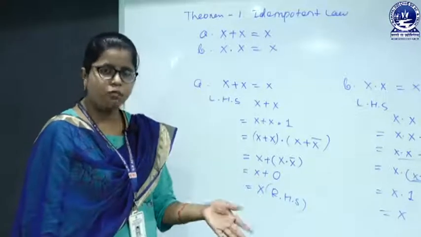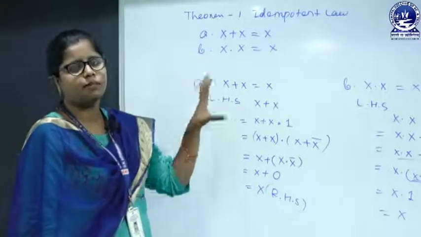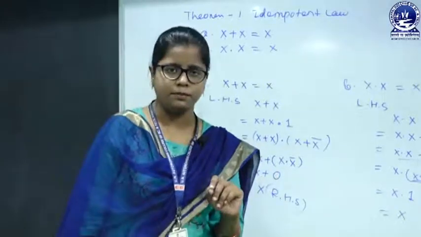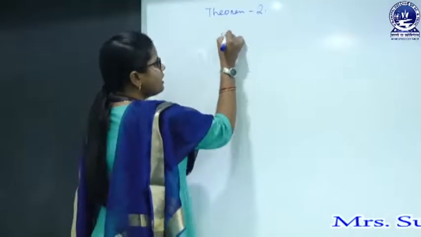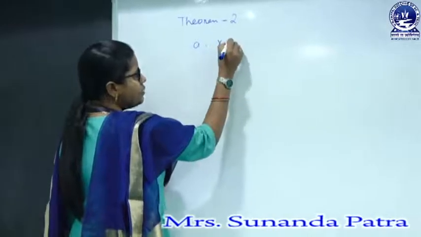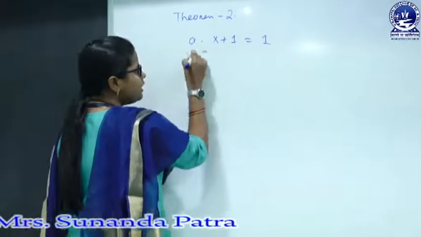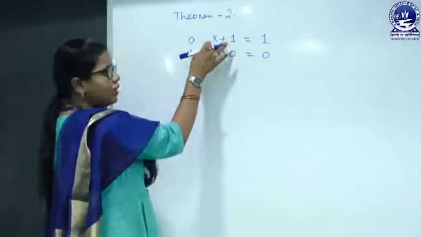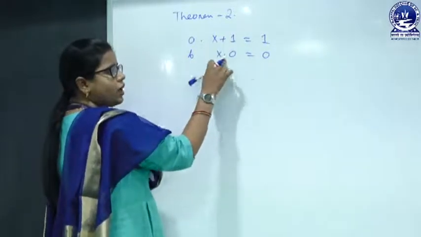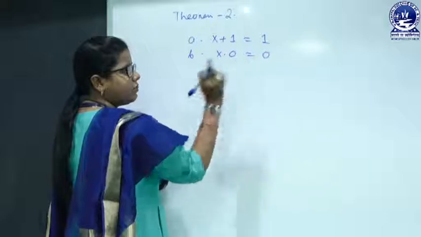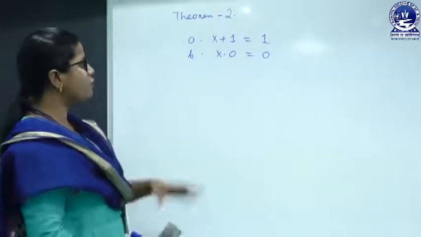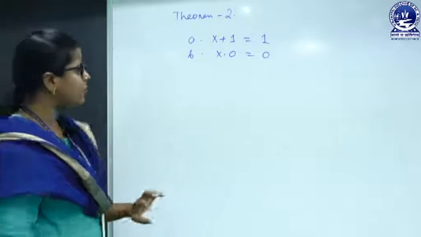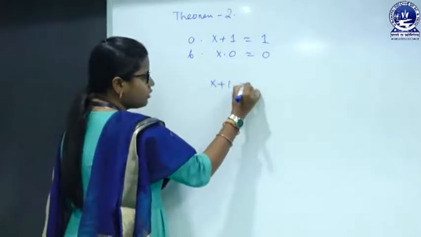For the next theorem we have to prove the first part, the second part will be automatically proved by applying the principle of duality. So theorem 2 says x plus 1 equals 1, and part B says x dot 0 equals 0. This is the dual of the first: plus will be replaced with dot, and 1 will be replaced with 0. So here we need to prove the first one, and the second one will be automatically proved by the principle of duality. So x plus 1 equals 1.